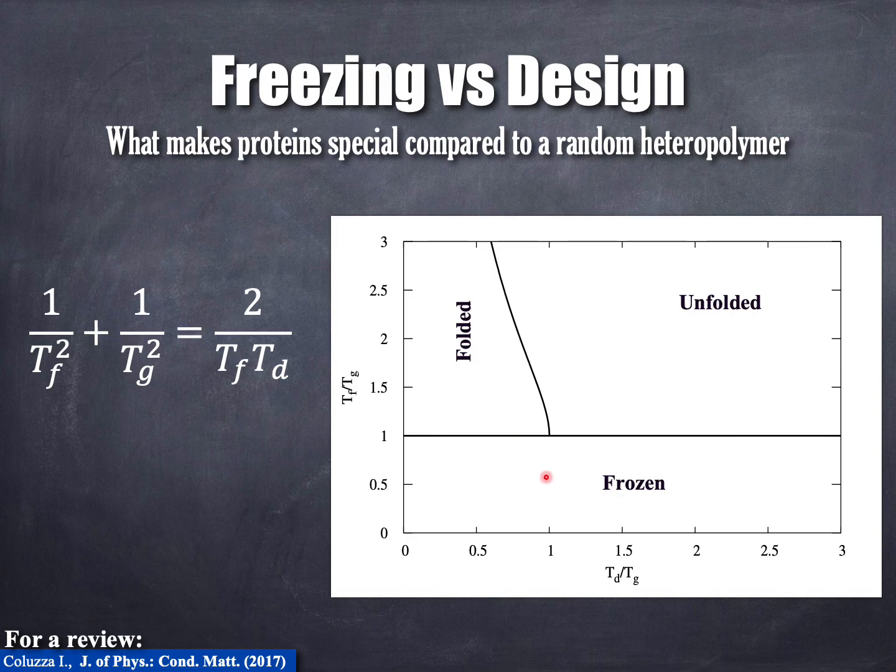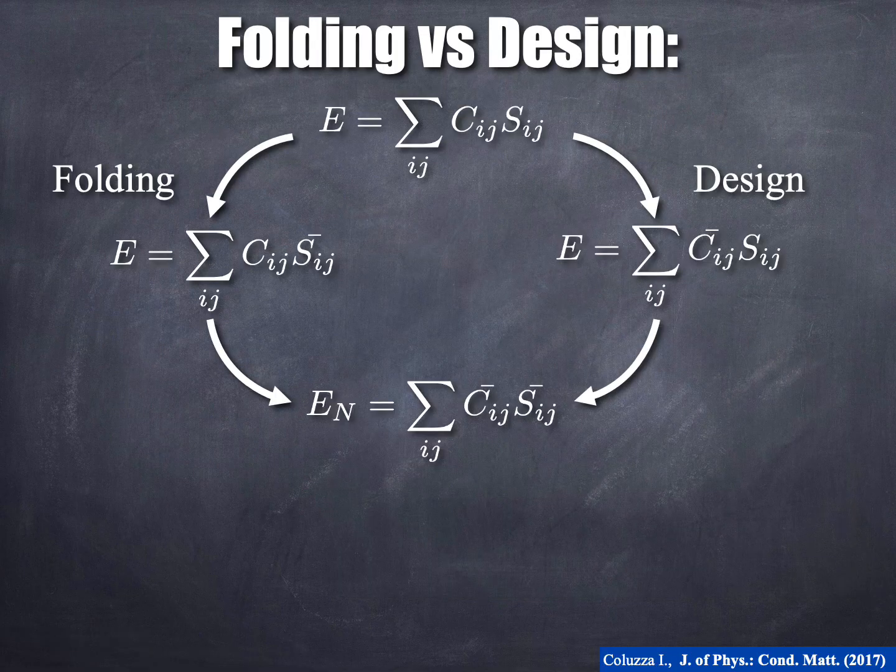As you can see, the lower the design temperature, the higher the folding temperature, which means that lower design temperature creates more thermally stable proteins. The procedure to design and fold a protein can hence be described in this simple diagram, where we write the energy of the protein as a function of two main parameters.